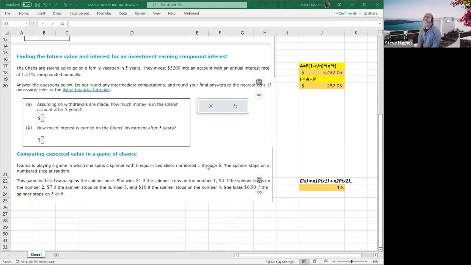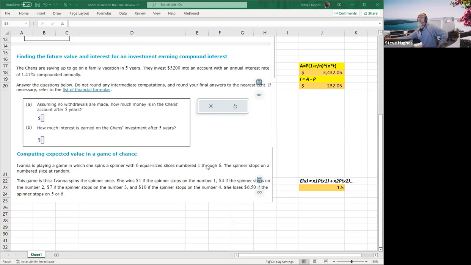It says Ivana is playing a game where she spins a spinner with 6 equal sized slices numbered 1 through 6, and the spinner stops. Okay, the game is this. She spins it once, she wins $1 if it lands on one. She wins $4 if it lands on two, $7 if it lands on three, $10 if it lands on four. She loses $6.50 if it spins on five or six.